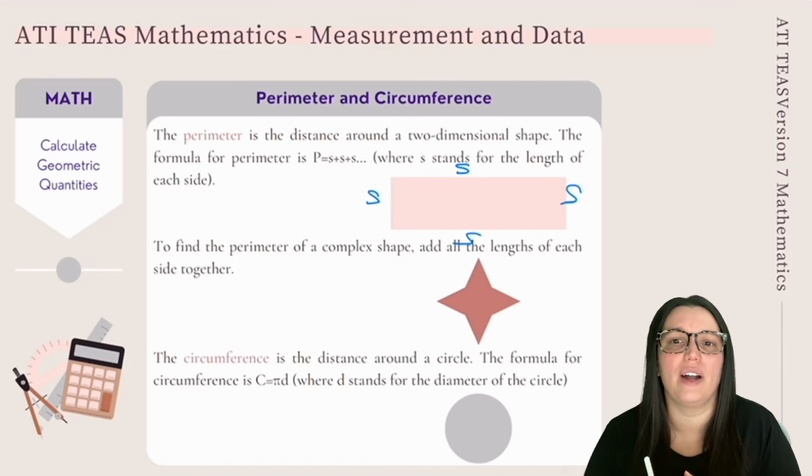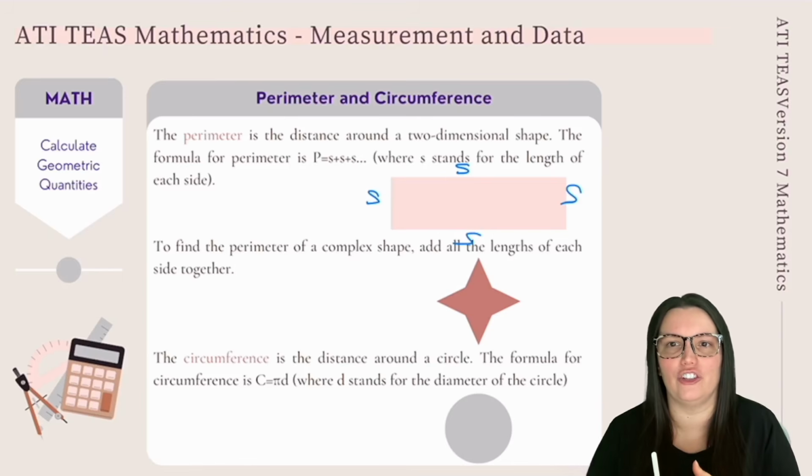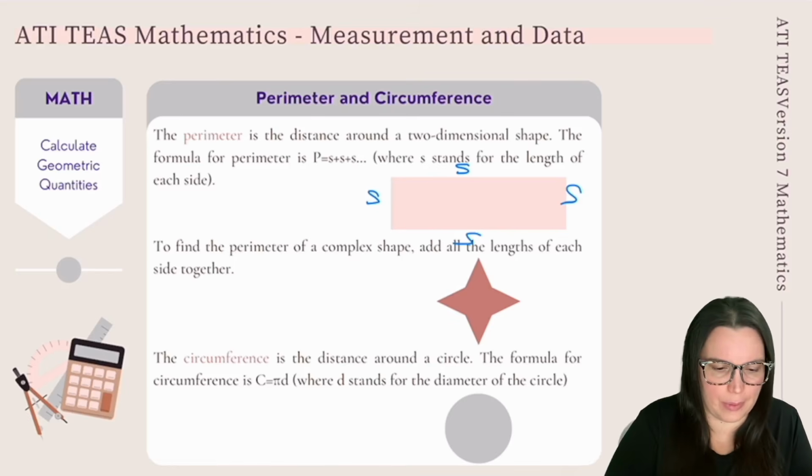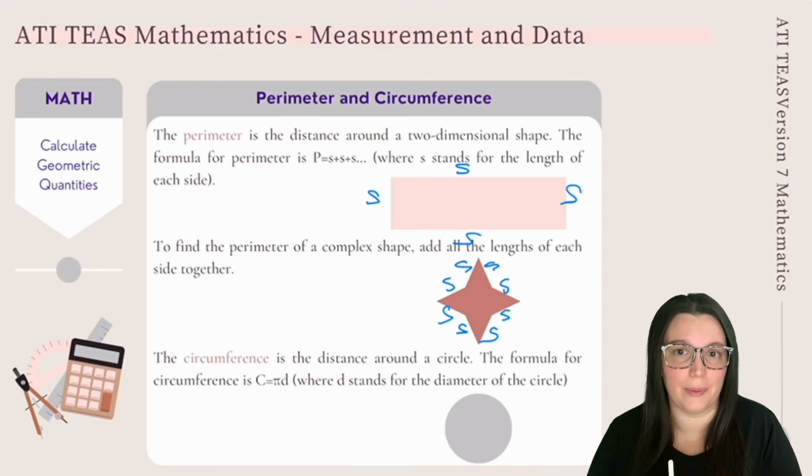But sometimes we have to find the perimeter of a complex shape, as we see here, this kind of diamond-looking shape. So again, we add up all the lengths of each side together. So we would add up this side, here, here, here, here, here, and here. And that would give us the perimeter of these odd-looking shapes.